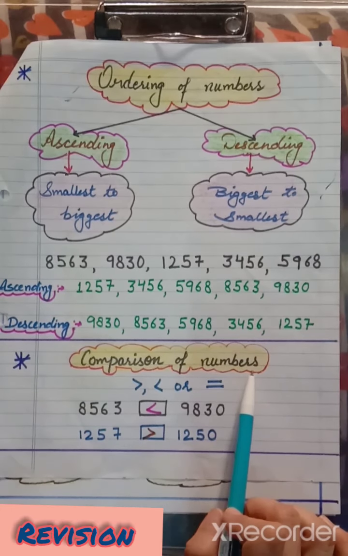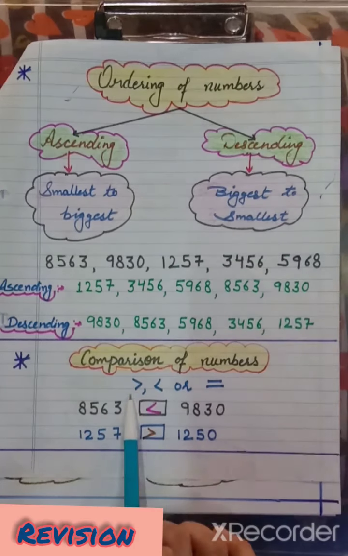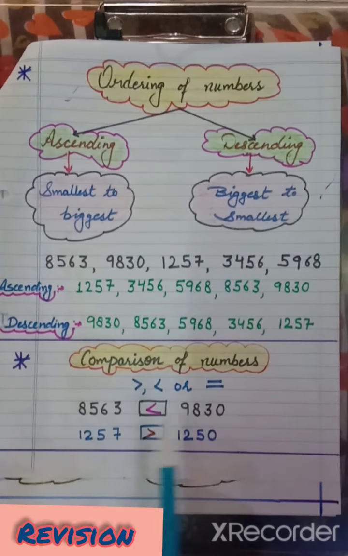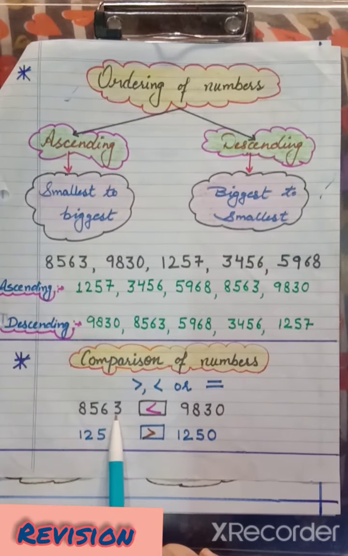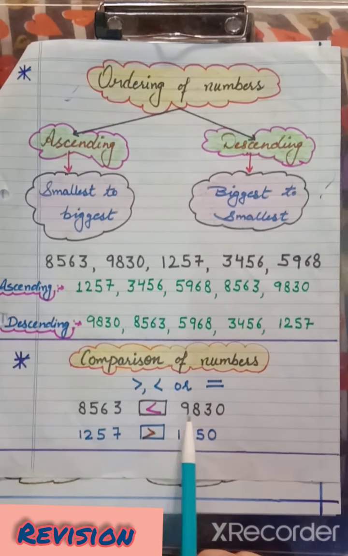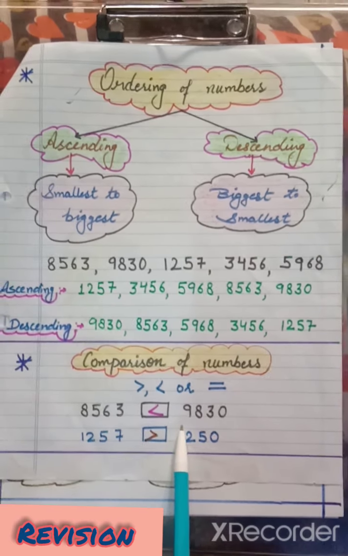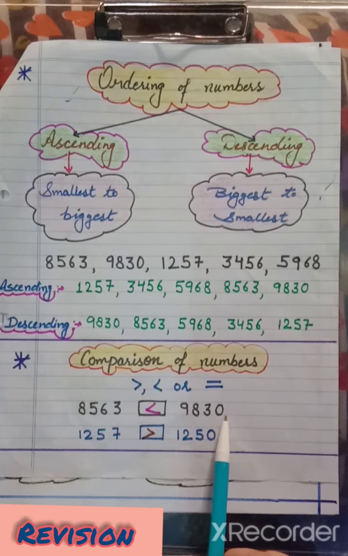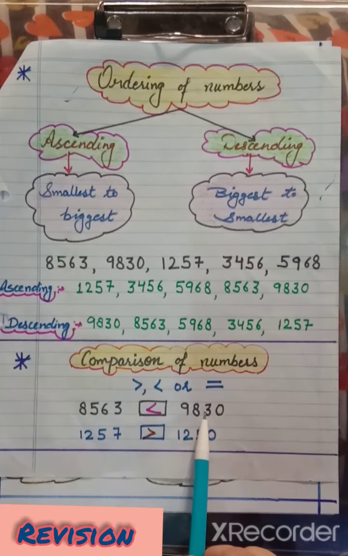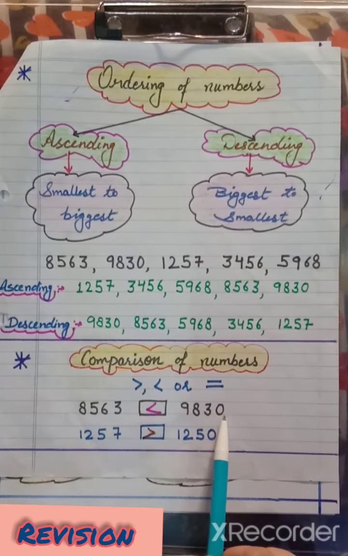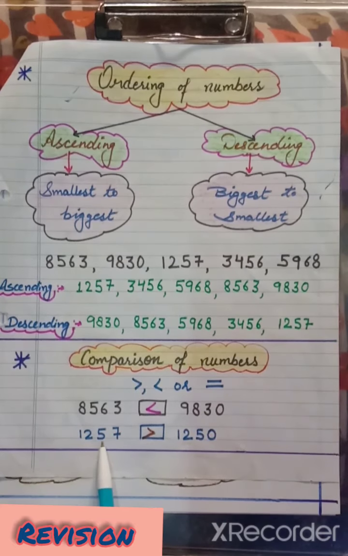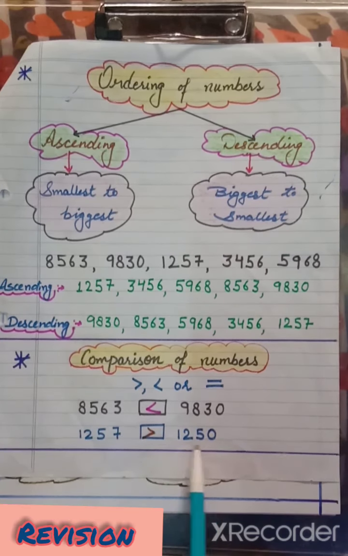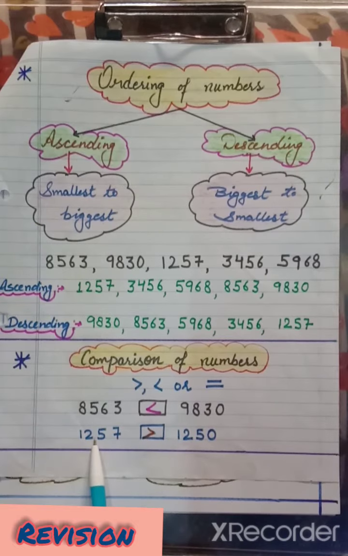Next is comparison of numbers. We compare the numbers with the greater than, less than or equal to sign. So 8563. On the other side we have 9830. So 9830 is the biggest number. So we put the greater than sign facing 9830. Next is 1257 and 1250. Now 1257 is greater than 1250. So we put the greater than sign.